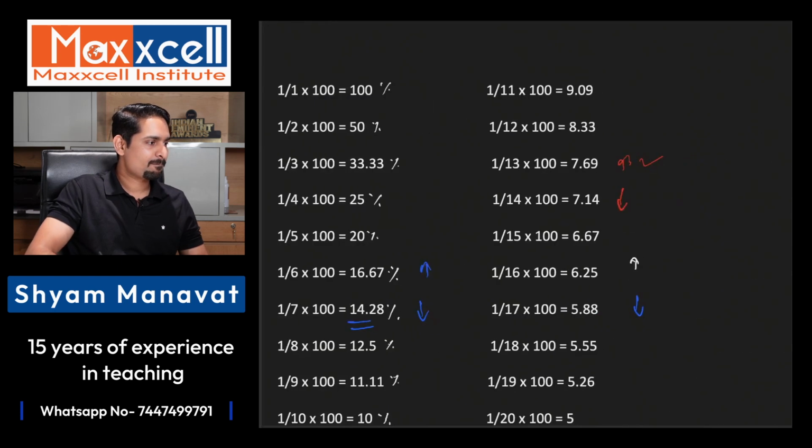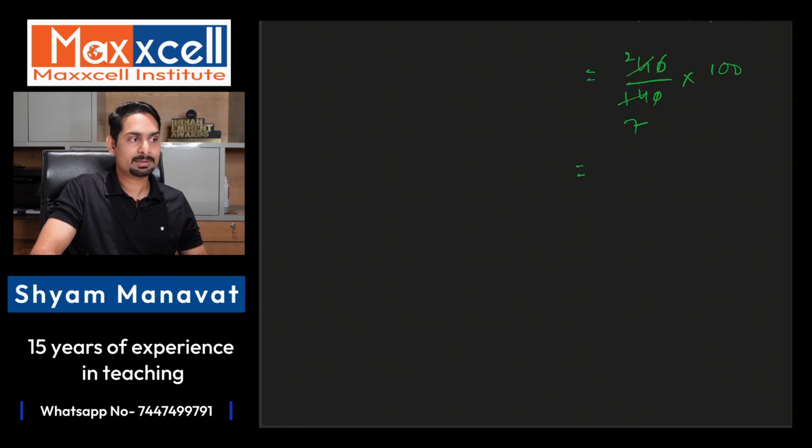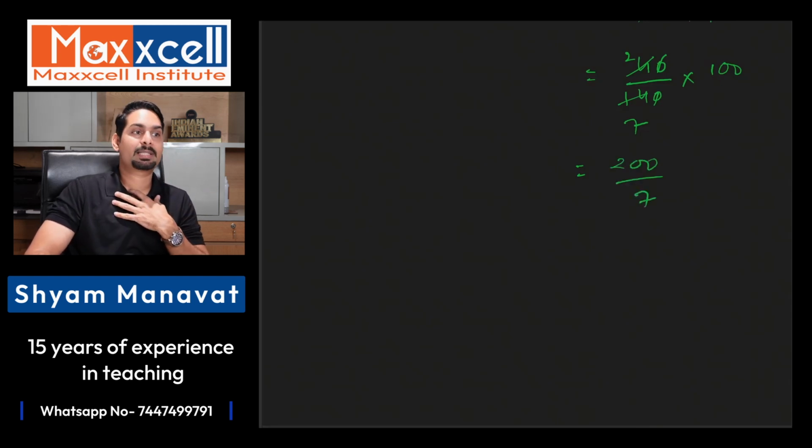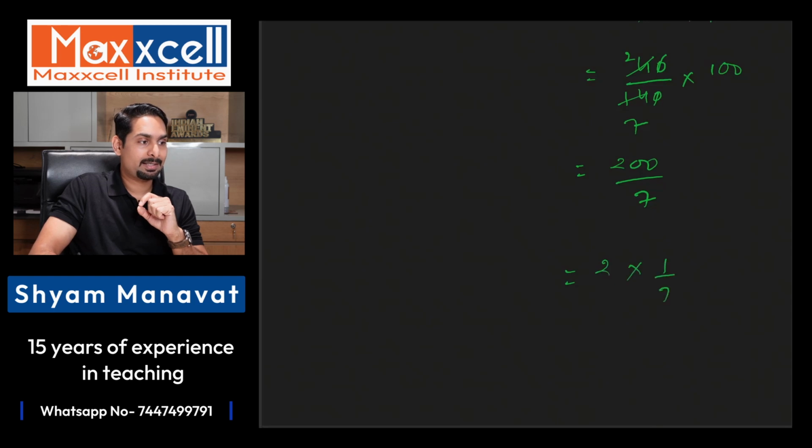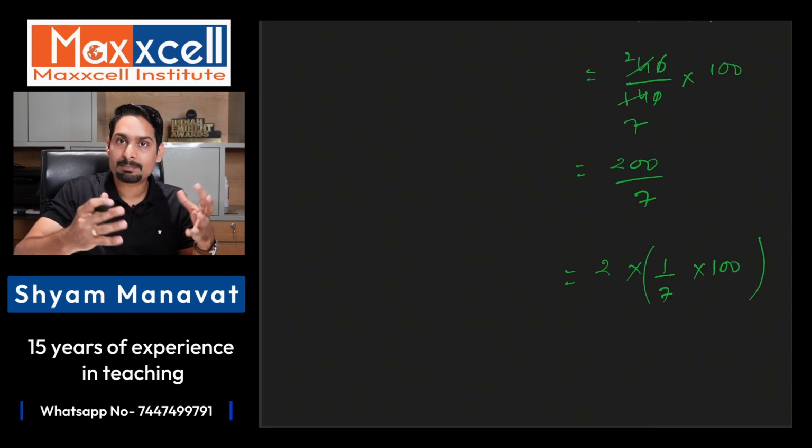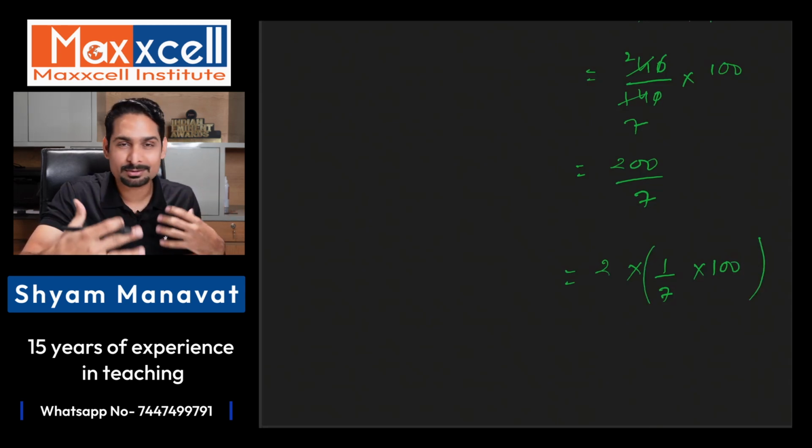Look at this. 1 by 7 is 14.28%. You can also simplify this: 2 into 100 is 200, and then divide 200 by 7 to calculate the value. But I prefer that if I remember what 1 by 7 is, in percentage, then it's easy. This is what people in the world call a shortcut or Vedic mathematics.